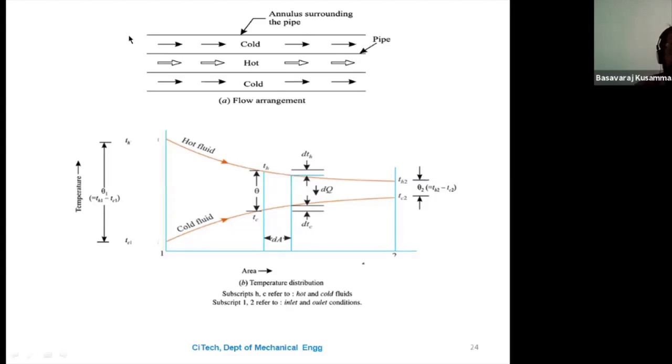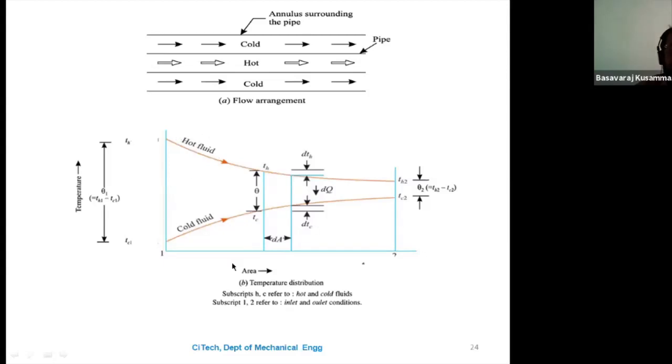So this is called the inlet section and this is called the outlet section here. Okay. The initial temperature of the hot fluid is very high. The outlet temperature of the hot fluid is less compared to the initial temperature. But the initial temperature of the cold fluid is low, and after that the outlet temperature of the cold fluid will obviously increase because heat transfers from the hot fluid to the cold fluid here.